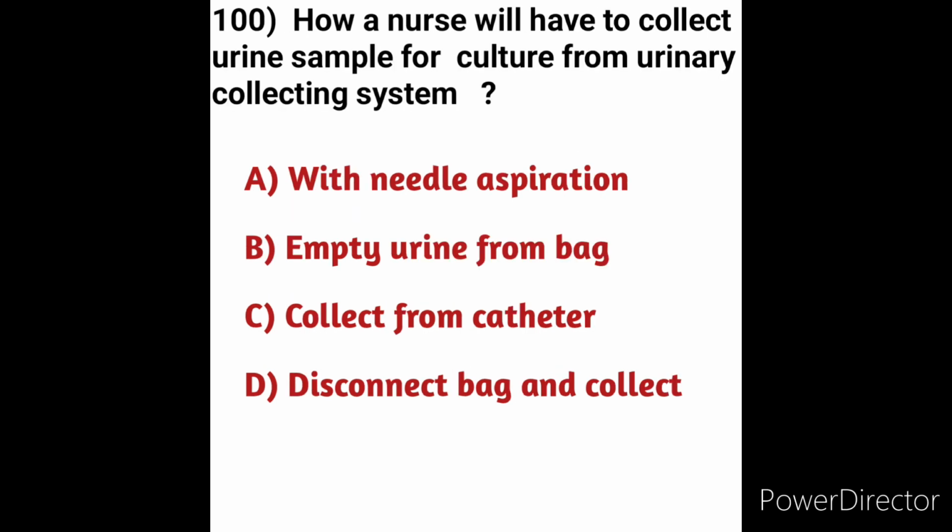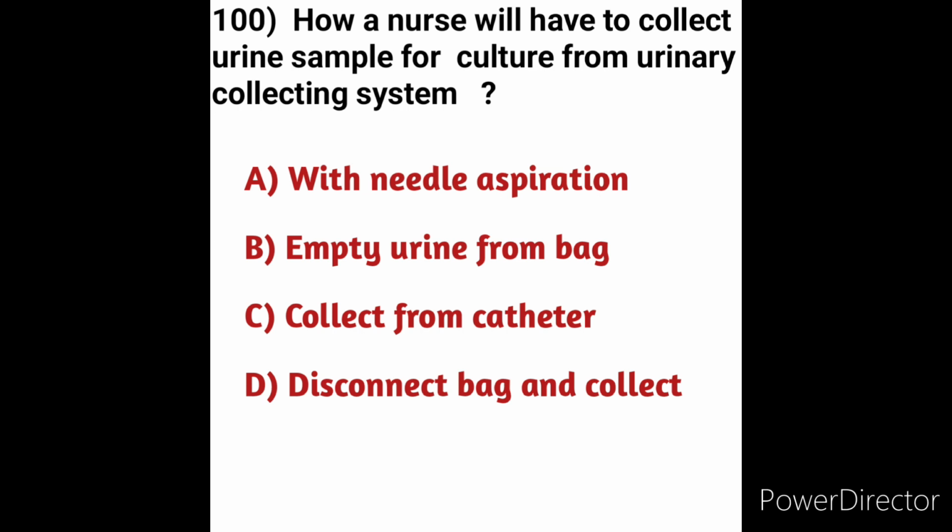This is the last question in this video, a model paper for staff nurse from previous years. How will a nurse collect a urine sample for culture from a urinary collecting system? The patient is catheterized. The nurse should collect the urine culture sample. How does she have to collect it? We will see the options here. Option A, with needle aspiration. Option B, empty urine from bag. Option C, collect from catheter. Option D, disconnect bag and collect.